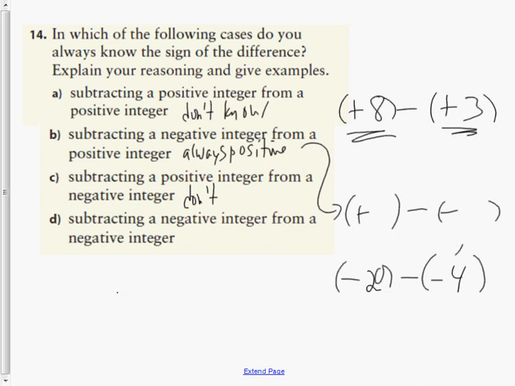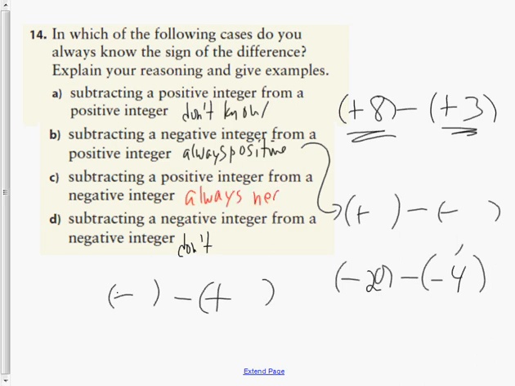And finally, subtracting a negative integer from a negative integer. Oh, wasn't that what we just did? Oh, yeah, that's what we just did. Hold on, no, I did that wrong. This one's the don't know. Sorry, I did that wrong. This one here, subtracting a positive integer from a negative integer, your answer will be always negative.